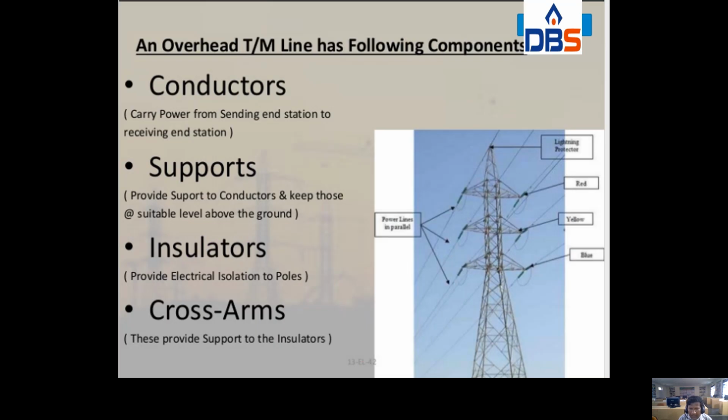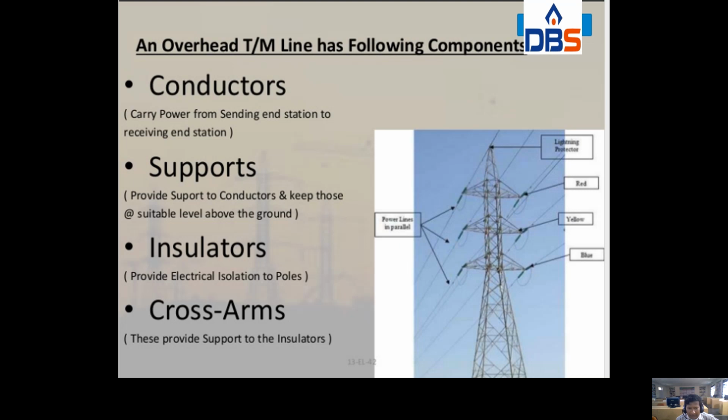The overhead transmission line has the following components. What are the components of the overhead transmission lines? So these are the conductors. What is the main work of a conductor? A conductor carries the power from one point to another point, simply say from the sending end to the receiving end station. Conductors are made up of ACSR, steel reinforced aluminum conductors, right? We already discussed this in the first unit.